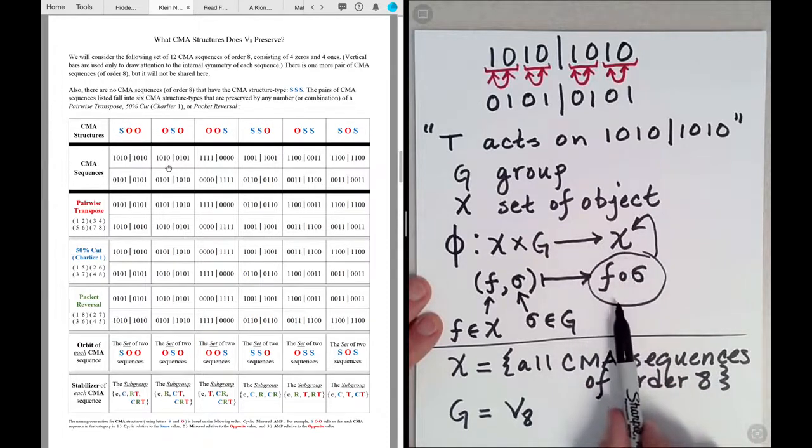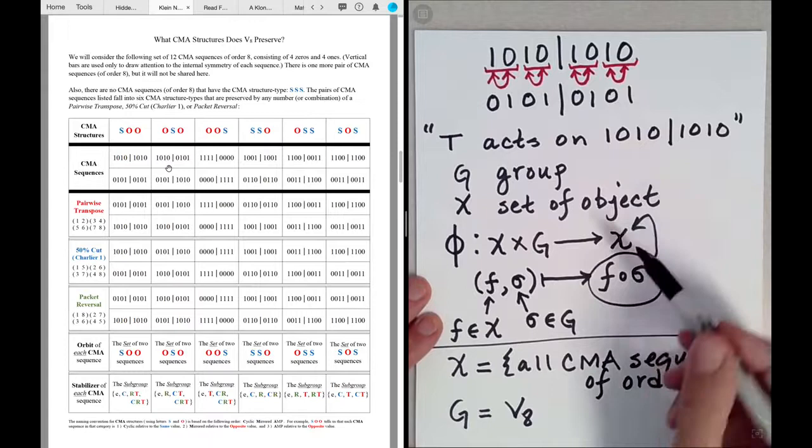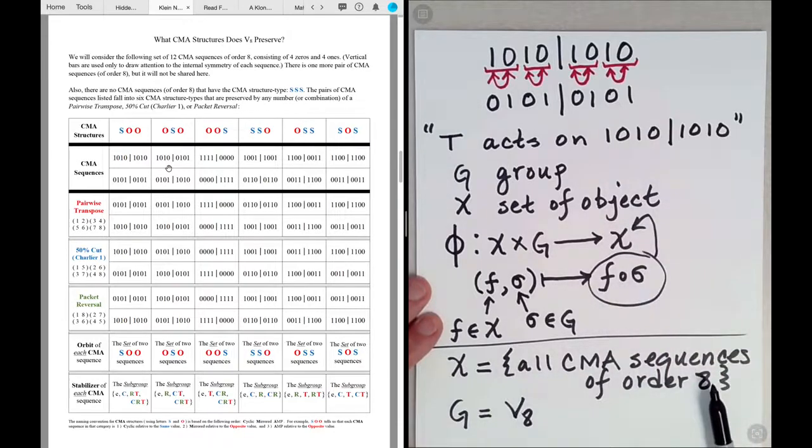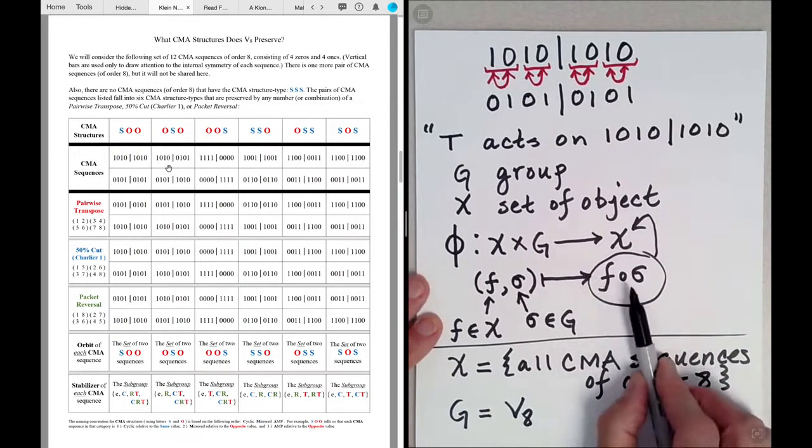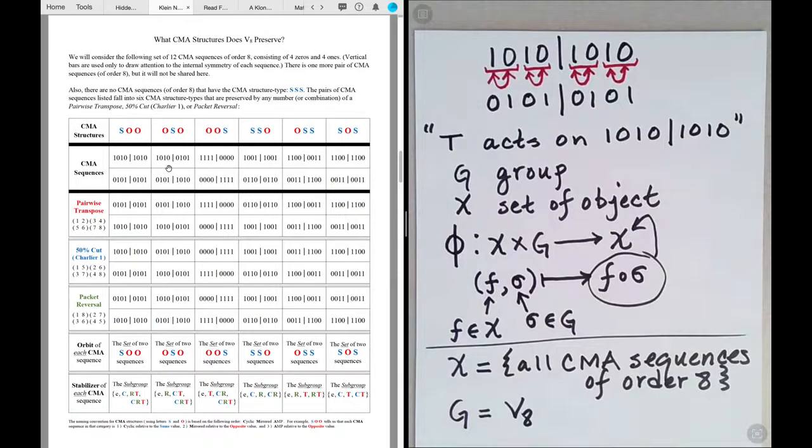Namely, this composition will fall back in here of the set of CMA sequences. And then function composition actually will satisfy the requirements for a group action. You remember there is a quote identity requirement, and there's also a compatibility requirement, which is essentially an associativity requirement.